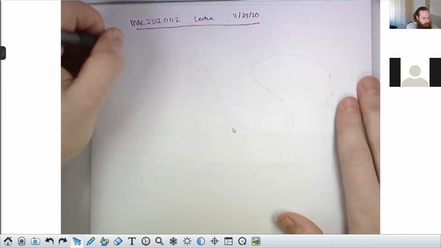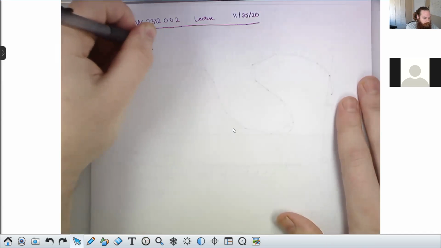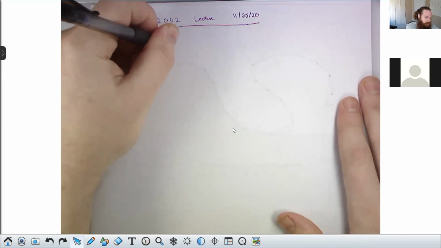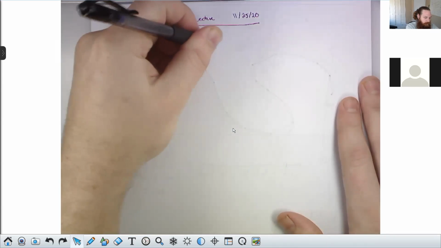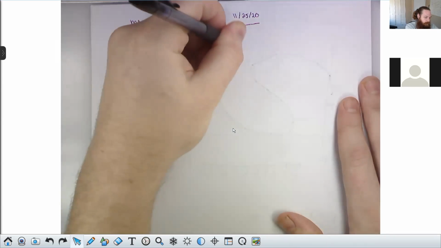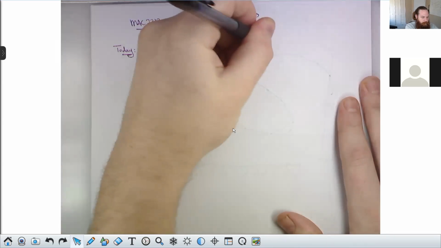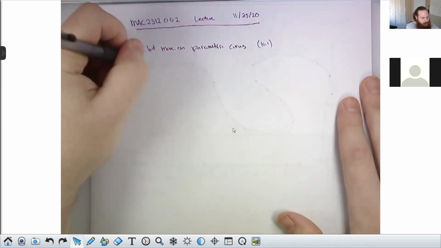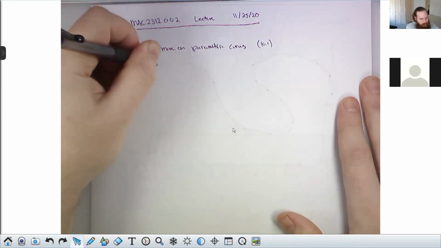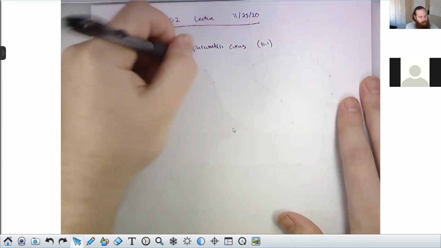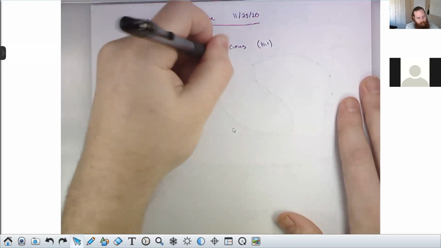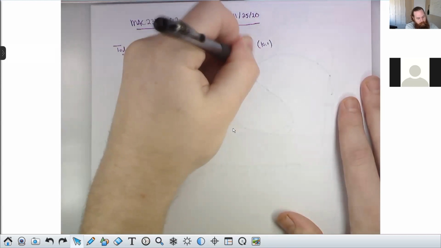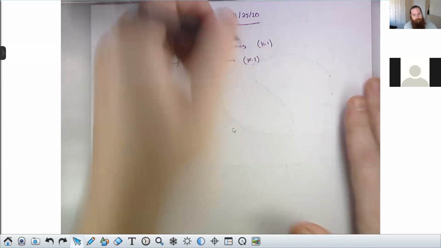So today, a bit more on parametric curves from 10.1 and calculus with parametric curves, which is 10.2.